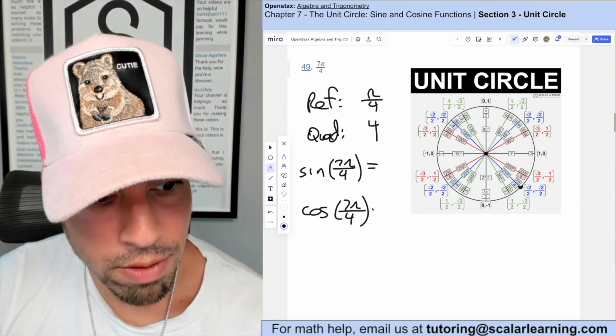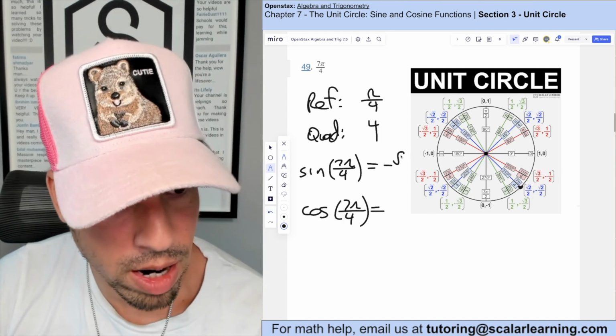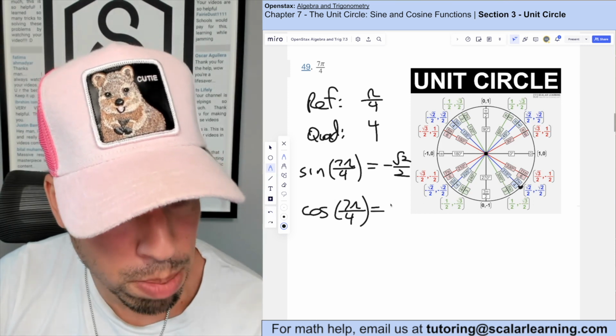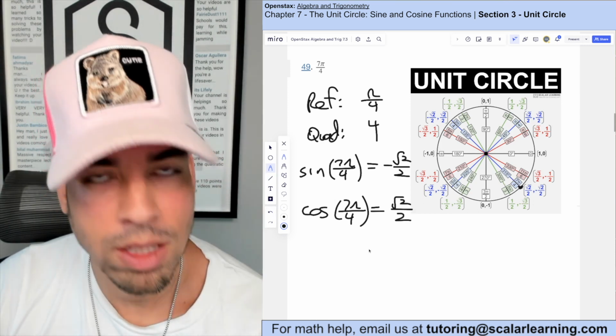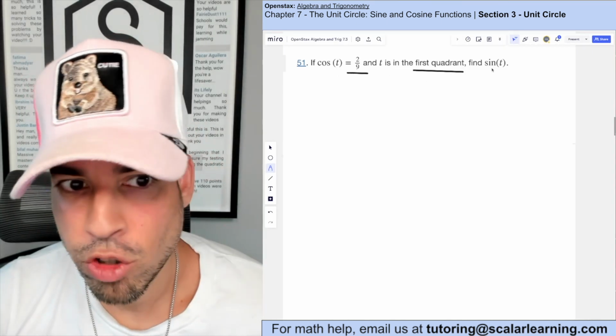Sine of 7 pi fourths is going to be the corresponding y value of this coordinate, which is negative rad 2 over 2. And for cosine, it's the corresponding x value, which is positive rad 2 over 2. That's how you do it. Done. If cosine of t is 2 over 9 and t is in the first quadrant, find sine of t.